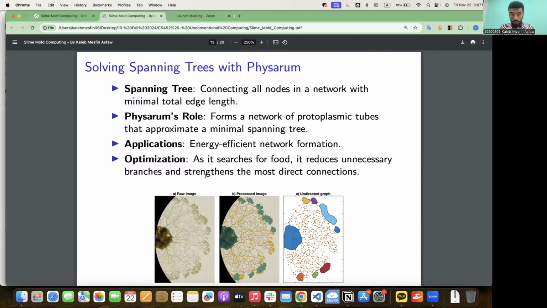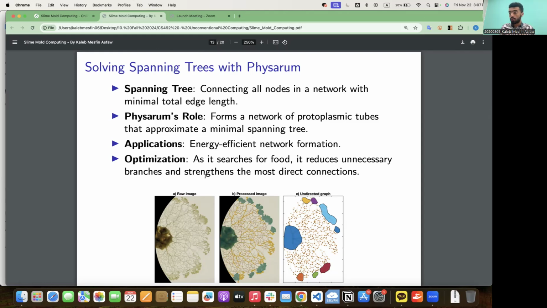So what's the Physarum's role? As I explained repeatedly, planar data representation, just mapping out the oat flakes, then inoculation, the distribution of the slime mold. Then what makes it different from the other solutions here is the branching behavior of the slime mold.